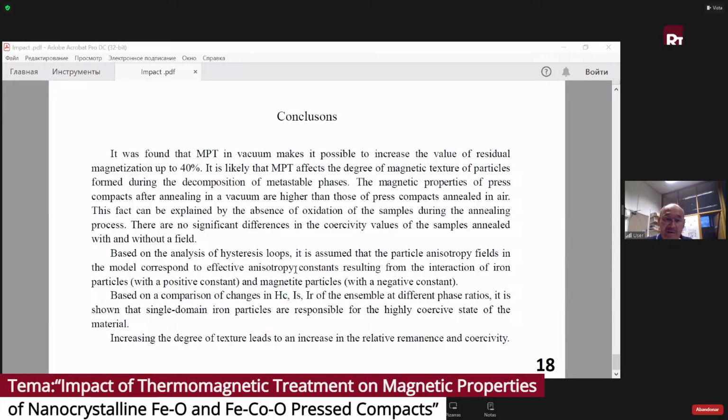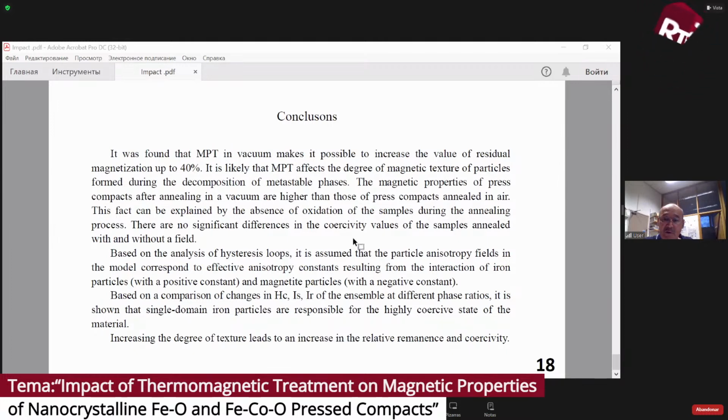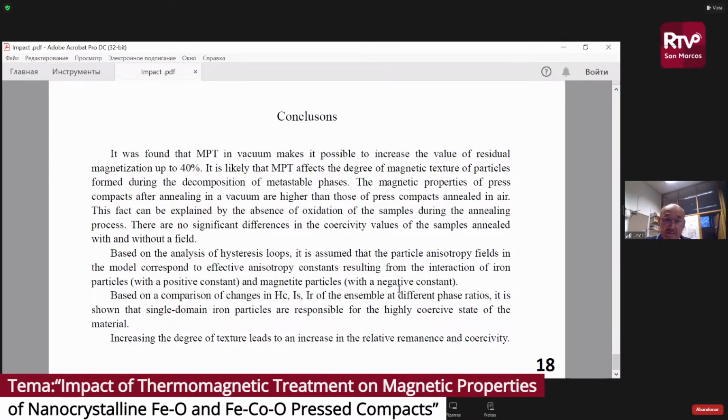Based on the analysis of hysteresis loops, it is assumed that the particle anisotropy fields in the model correspond to the effective anisotropy constant resulting from the interaction of iron particles with a positive constant and magnetite particles with a negative constant. Based on the comparison of changes of some of the magnetic properties, like coercive force and magnetization of the ensemble at different phase ratios, it is shown that the single domain iron particles are responsible for the highly coercive state of the materials. So, increasing the degree of texture leads to an increase in the relative remanence and coercivity.